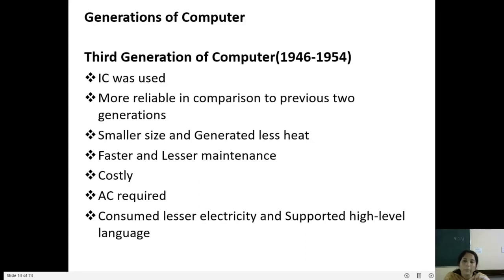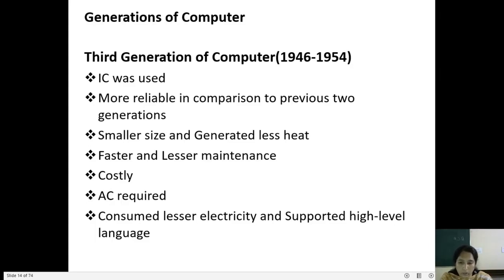Third generation of computer is a miracle. The transistor has been reduced. Instead of transistors, they were replaced by ICs. And here the size of the computer has been reduced, the speed of the computer has been improved, there is less heat generation, it works very fast, needs lesser maintenance, and it is a little bit costly. Compared to nowadays computers, it is very costly, and for this computer, AC is compulsory. Without AC, you can't work because it produces more heat.